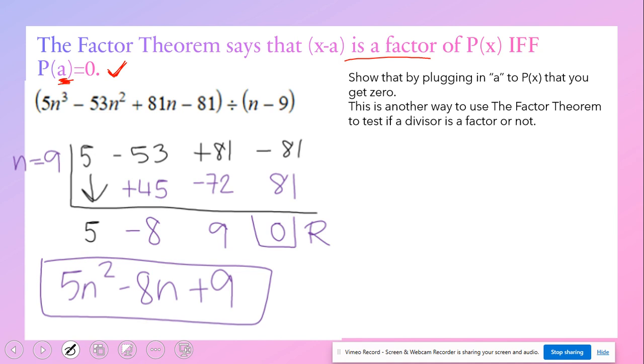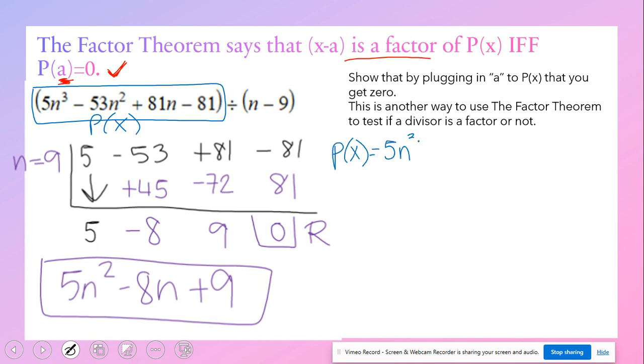So we know this last example has a factor. We got a remainder of 0. But we want to plug in a to show that it's true both ways. Not only that there's no remainder, but also when I do plug it in, that this is true. This is like an alternate way to use the factor theorem. So my original polynomial is right here. This dividend, that's my original polynomial p of x. So p of x, I'm just going to write it out, is 5n to the third minus 53n squared plus 81n minus 81.